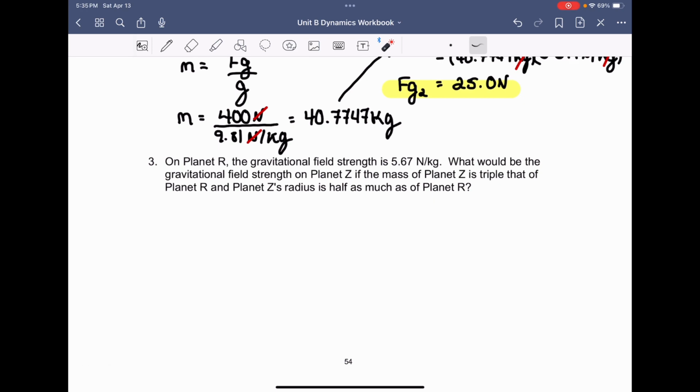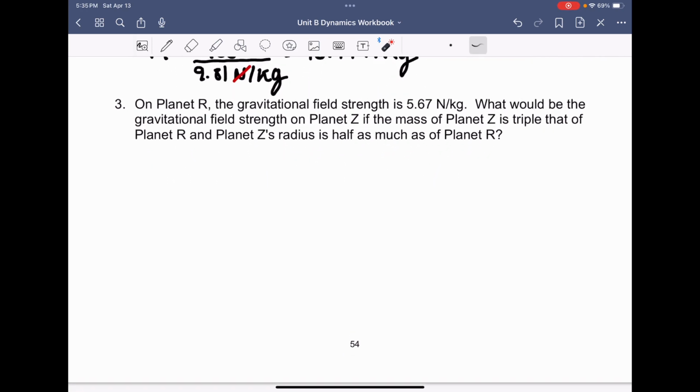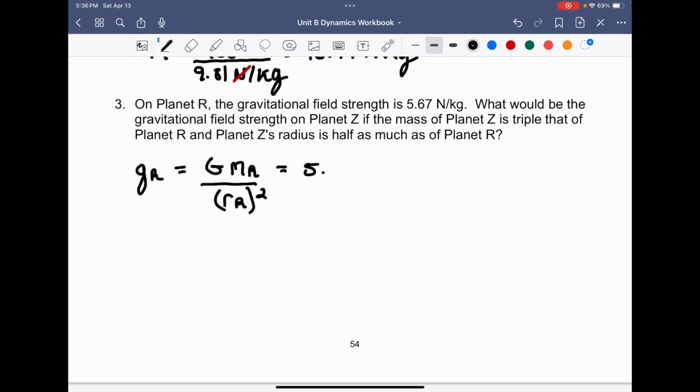Okay, now in terms of this last problem, it's going to deal with proportionality, and we're going to solve it very similar to the lesson 17 example where we did this. The only difference here is now, instead of gravitational force or force of attraction, we're going to deal with gravitational field strength. What I'm going to do is a very similar approach. First and foremost, we're going to write out our original equation, which says that gR, or on planet R, the gravitational field strength is 5.67. So I'm going to write out the equation, big G mR, which is the mass of planet R, divided by the radius of R squared. Okay, we know this is equal to 5.67 newtons over kilograms.